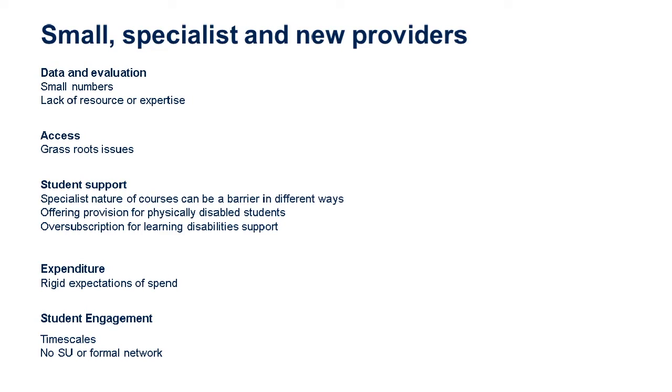Student support can be a particular issue. So the specialist nature of some provision can be a barrier for certain types of students, particularly provision for physically disabled students on certain courses and in certain institutions. We also hear that in some types of institutions, particularly arts-based institutions, there is an oversubscription for learning disabilities and the disproportionate effects that can have on providing support for those students.